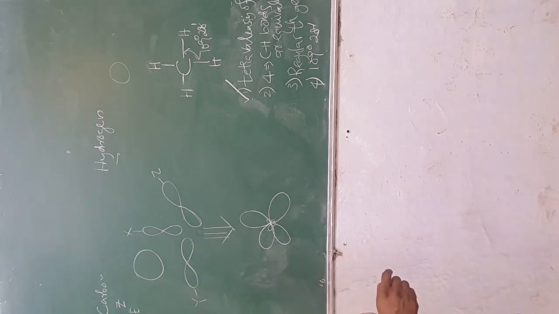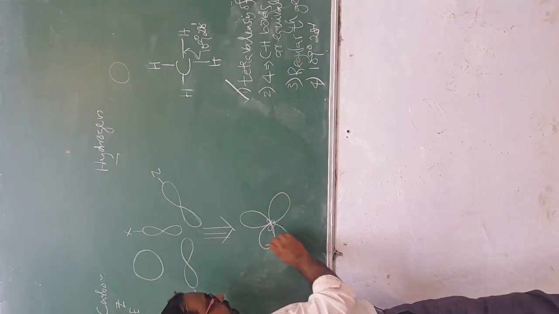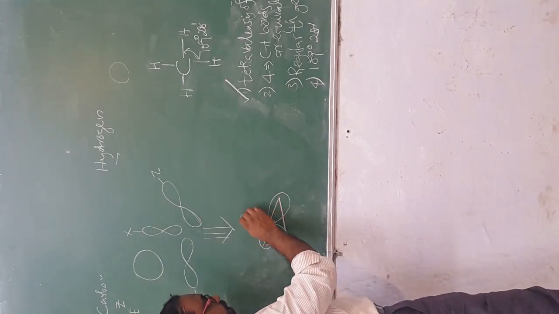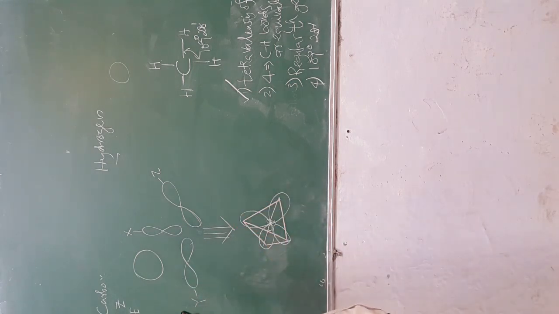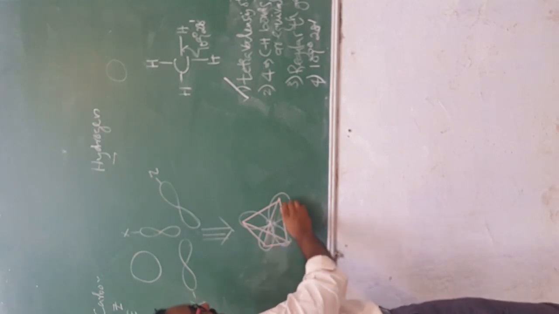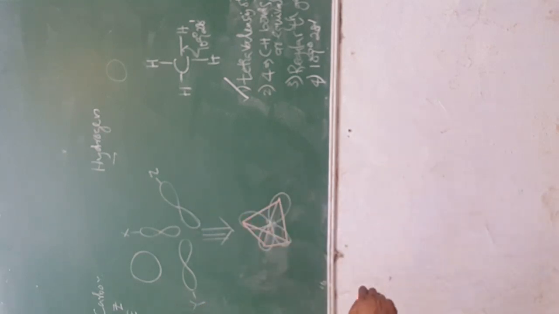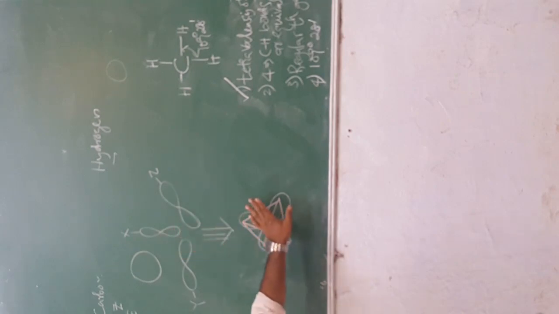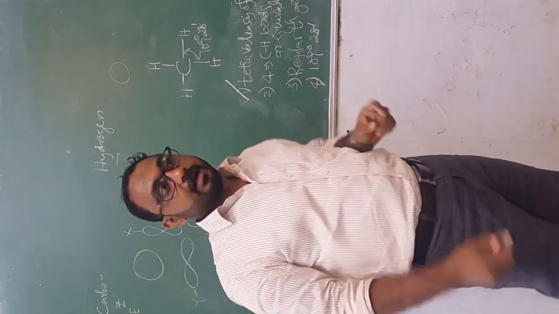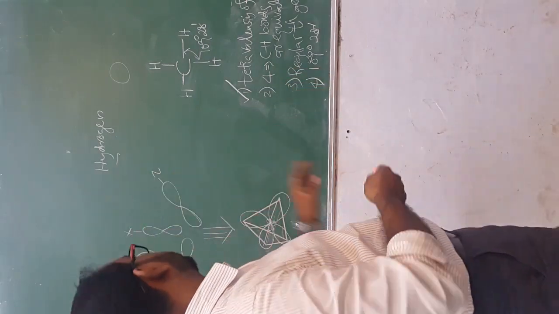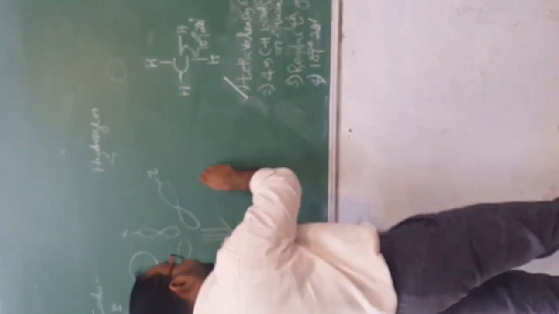This is how it will be. So 4 hybrid orbitals directed towards the corners of a regular tetrahedron. That's how this will be. This is the base, this is the apex. So 4 hybrid orbitals having the shape of a regular tetrahedron will be formed, and this process is called hybridization.